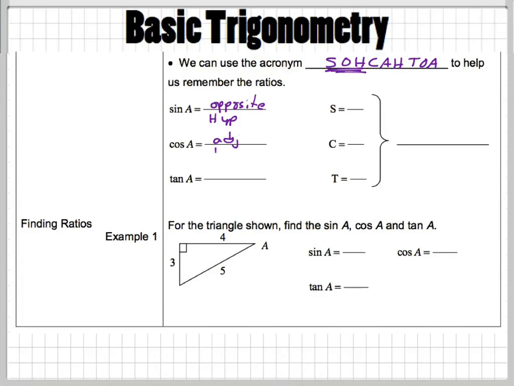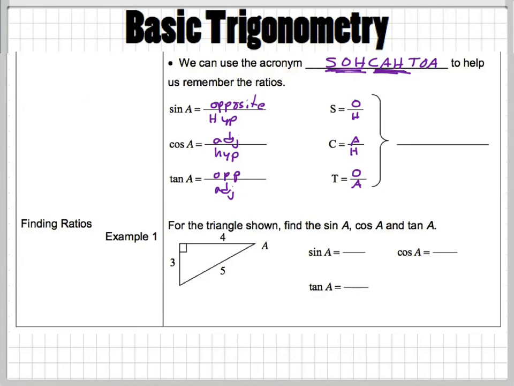Cosine A is adjacent over hypotenuse. We'll put adj over hyp. See the C-A-H? And then tangent is opposite over adjacent. See the O? So we're going to put op right here and adjacent right here. Then you can abbreviate this stuff: S is O over H, C is A over H, and T is O over A.